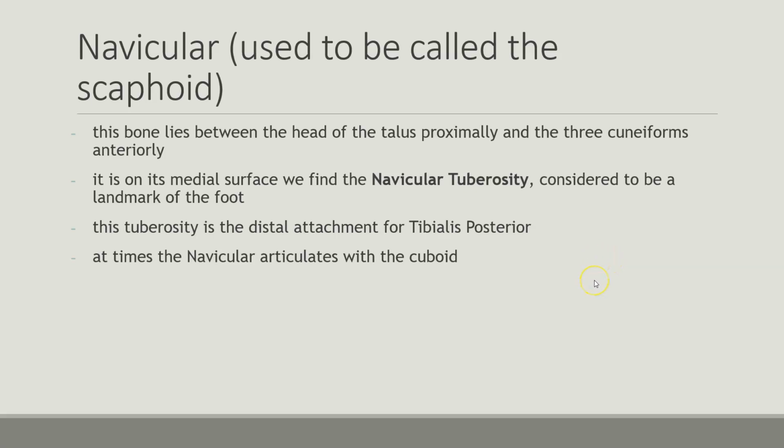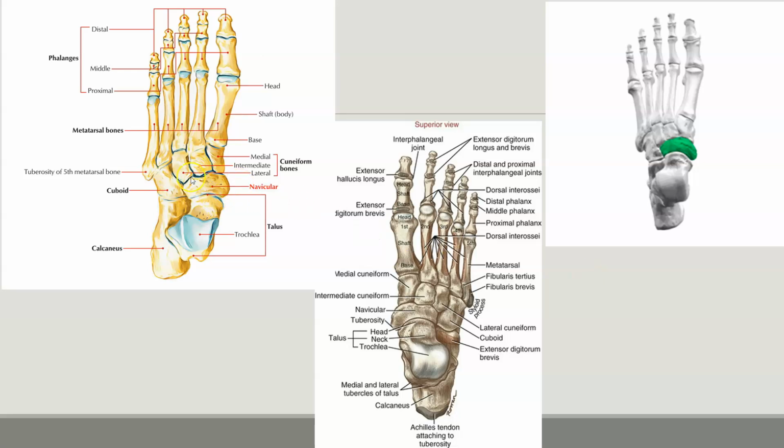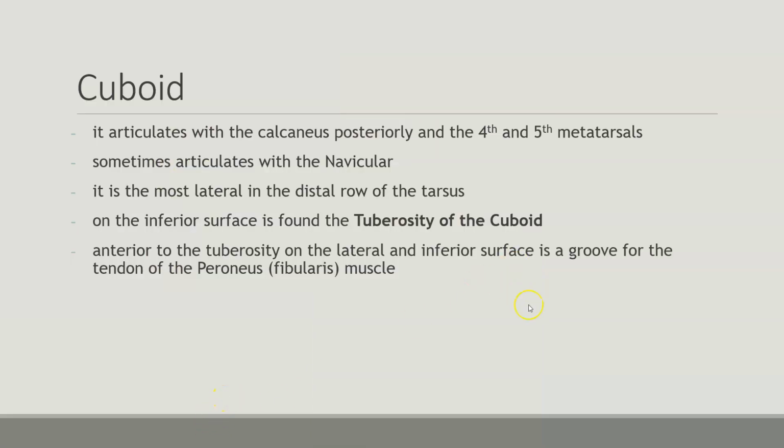Every once in a while, the navicular will articulate with the cuboid that you can see here. Once in a while you get a bit of an articulation here, and it doesn't matter. I won't be asking questions on it, but just understand it can happen. In this diagram, here is the talus, here's the neck, and here's the head with the articular surface. The articular surface of the head articulates with the proximal portion of the navicular. The distal portion of the navicular articulates with cuneiform 1, 2, and 3, and occasionally with the cuboid, which is our next bone.